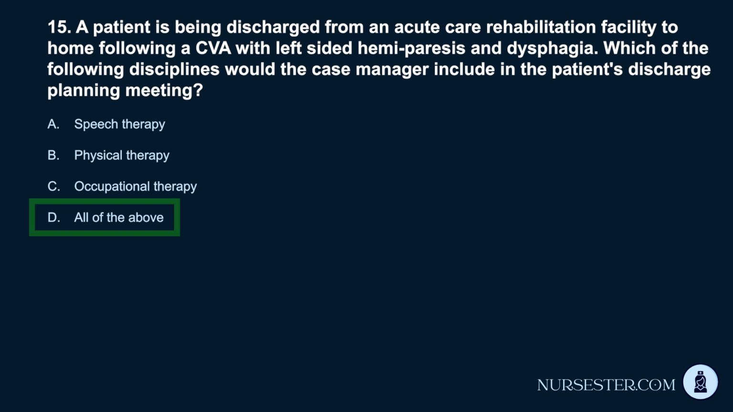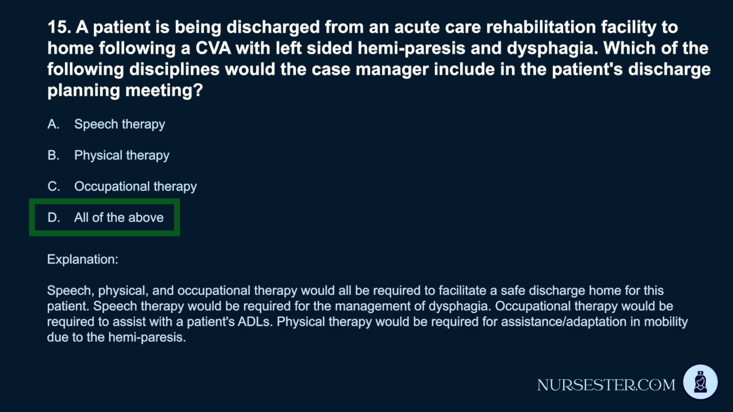Correct answer: D. All of the above. Speech, physical, and occupational therapy would all be required to facilitate a safe discharge home for this patient. Speech therapy would be required for the management of dysphagia. Occupational therapy would be required to assist with a patient's ADLs. Physical therapy would be required for assistance/adaptation in mobility due to the hemiparesis.